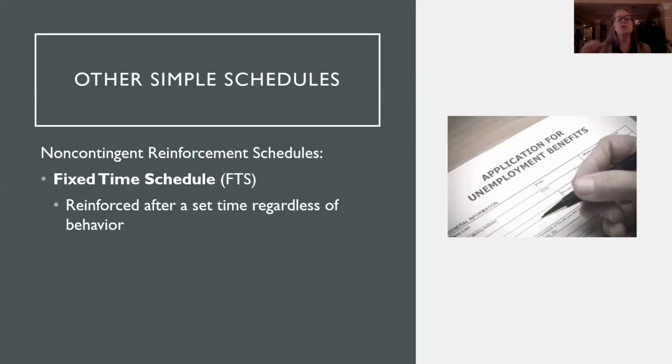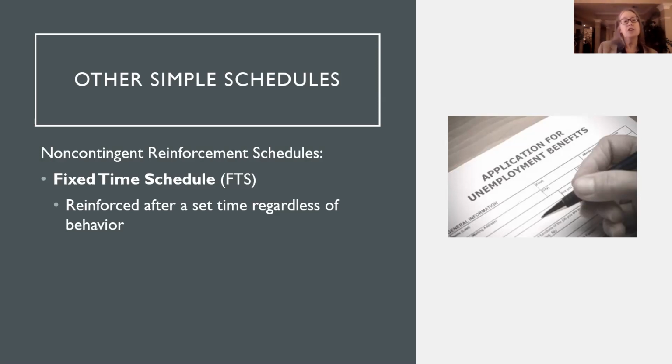So the first non-contingent reinforcement schedule I'm going to talk about is the fixed time schedule. With this, after a certain set of time, regardless of what the organism does, they get the reinforcement. So it would be like in the Skinner box, the pigeon would get the reinforcement after 30 minutes. It wouldn't matter whether the pigeon did nothing or turned around in a circle before; after 30 minutes, they get it.